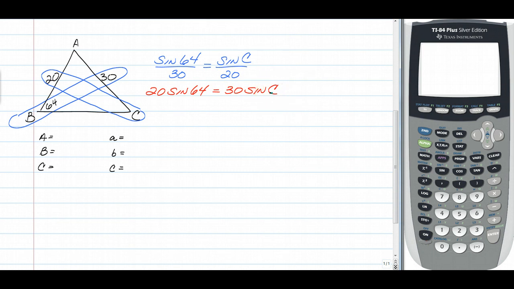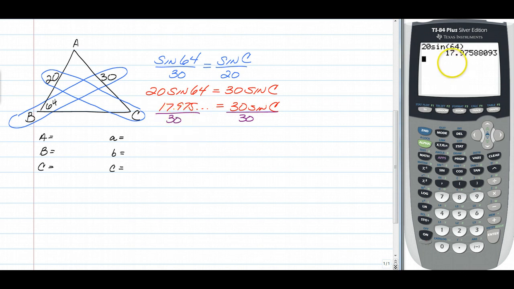Okay, so if you want, you could type 20 sine of 64 in the calculator, click enter, and you're going to get 17.975 yada yada yada, and that's equal to 30 sine C. But now we need to get sine of C by itself, so we need to divide both sides by 30.